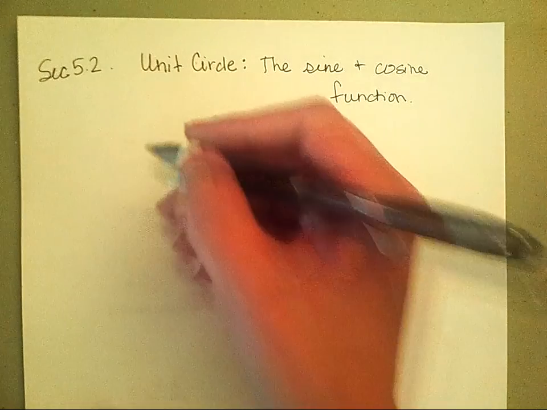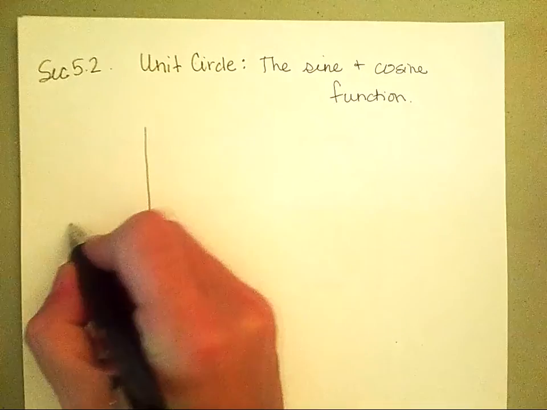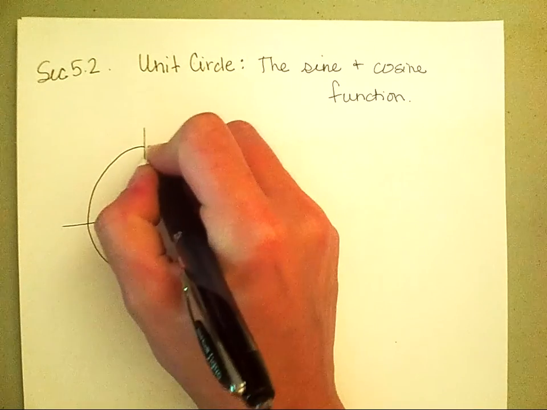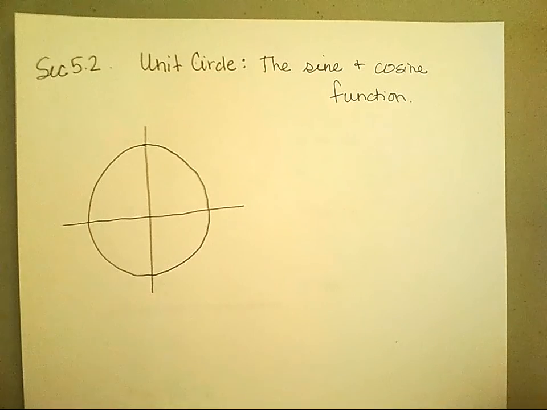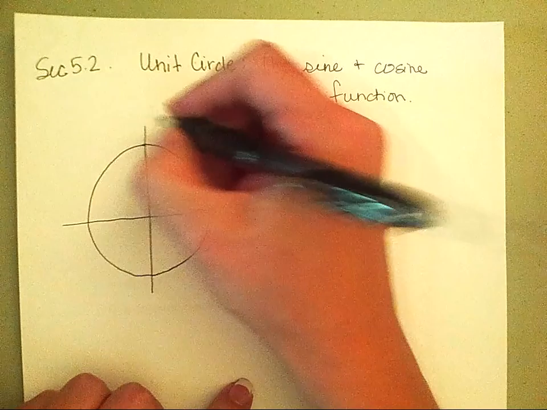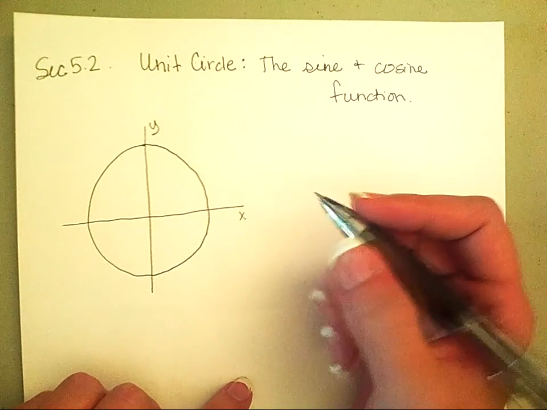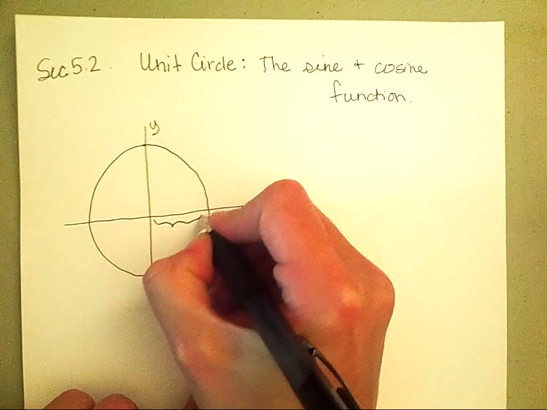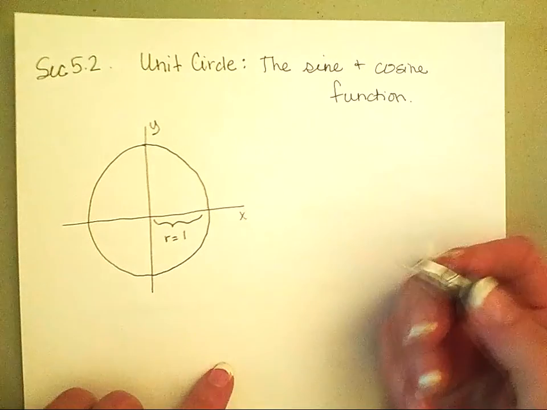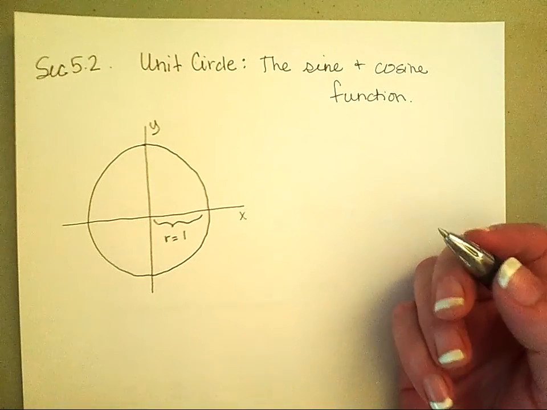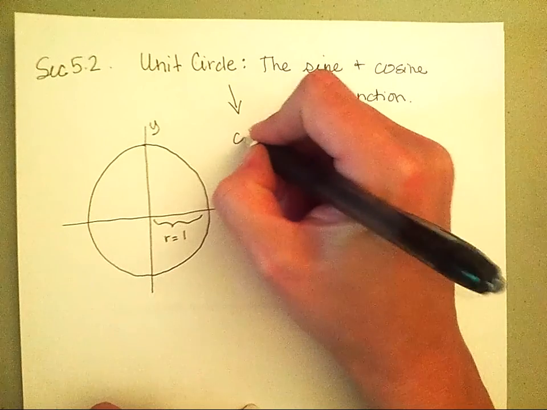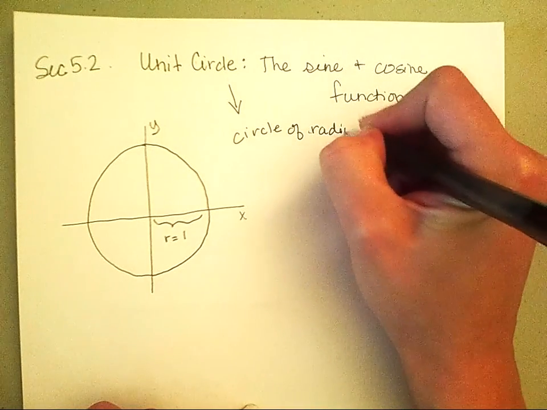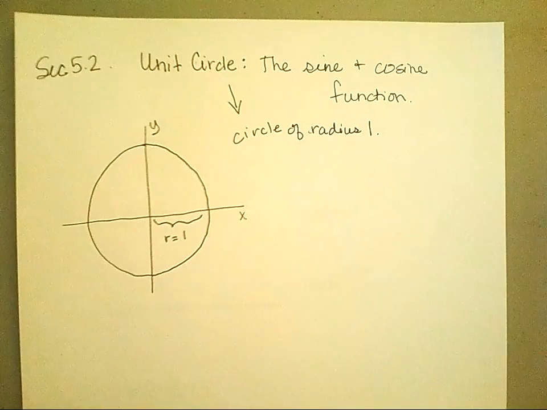So first let's talk about a unit circle. Let's say on the Cartesian plane, if this is x and this is y, let's put a circle of radius 1. Okay. That would mean then that this is a unit circle. A unit circle is a circle of radius 1. It's our most basic circle.